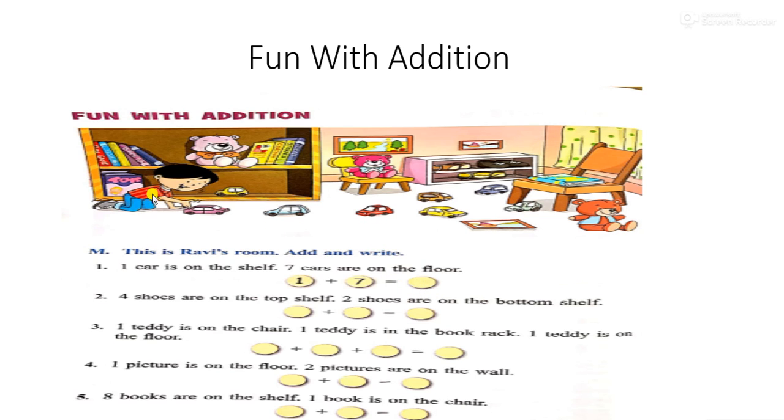Here 8 cards are in the row. The second question is, 4 shoes are on the top shelf, 2 shoes are on the bottom shelf. Here look at the picture, students. Top shelf means up, how many shoes? 1, 2, 3, 4. Yes, 4 shoes are on the top shelf, 2 shoes are on the bottom shelf.